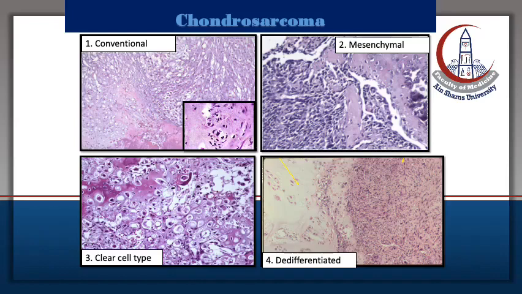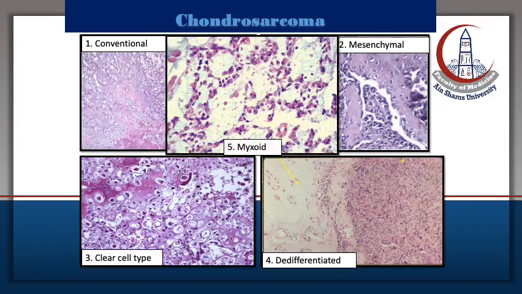The third type is the clear cell type, with clearing of the cells. The dedifferentiated type is a high-grade type of chondrosarcoma, but some chondroid matrix is still seen. The last type is the myxoid type, with excessive myxoid matrix.